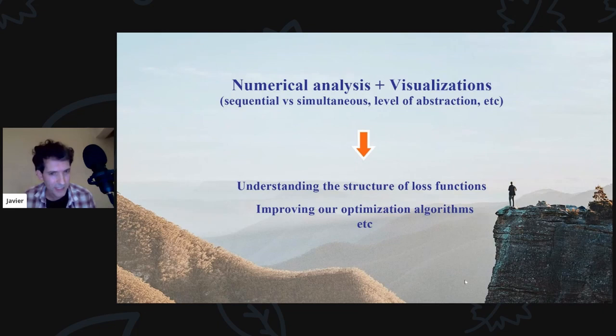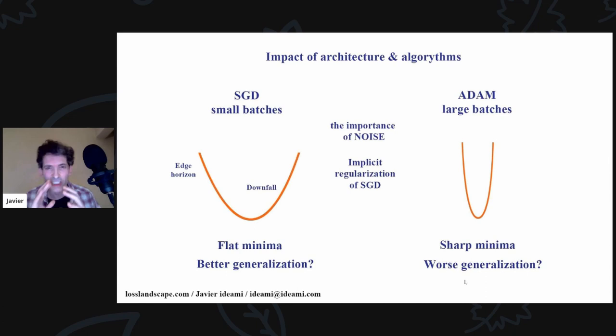Because if we understand the structure of this loss function, we may be able to improve our optimization algorithms and our networks. And in this very important mission, numerical analysis and visualizations complement each other. They both attack this challenge from different perspectives, one of them more sequential, the other one more simultaneous. They both work at different levels of abstraction, always trying to understand in better ways the structure of the loss function. And understanding the geometry of this loss function is crucial because there are very important implications that relate that geometry to the performance of the networks.